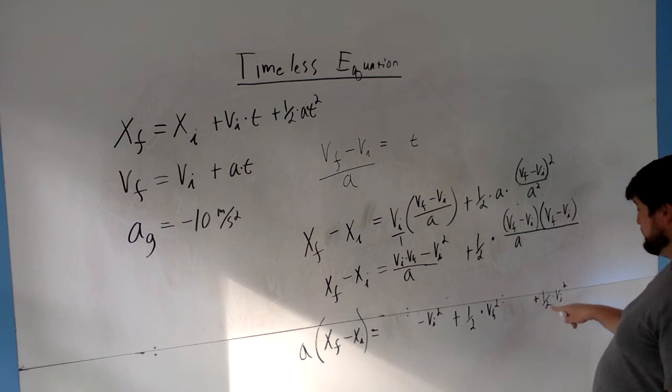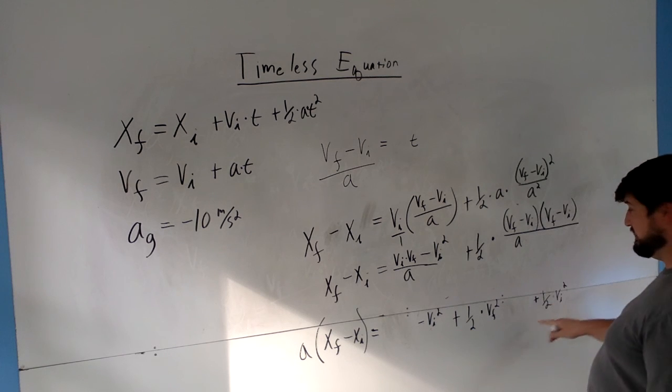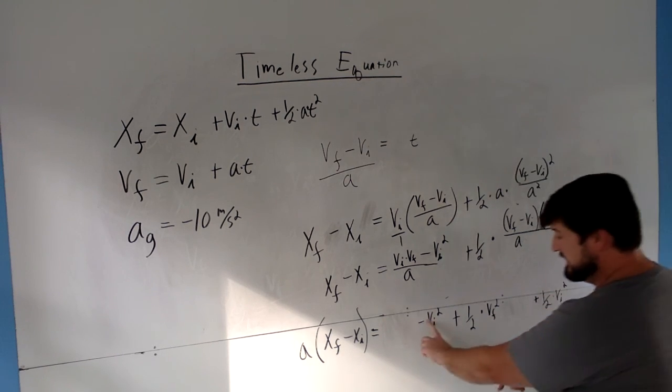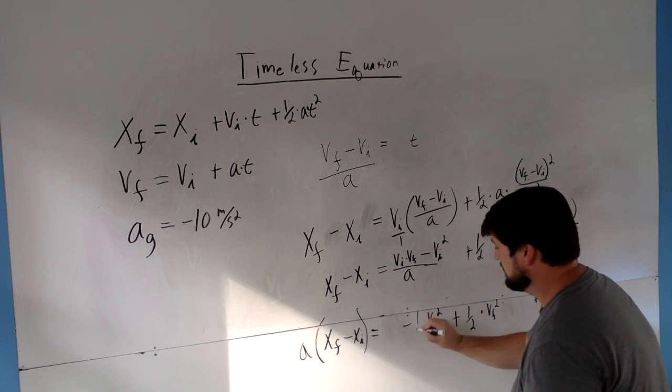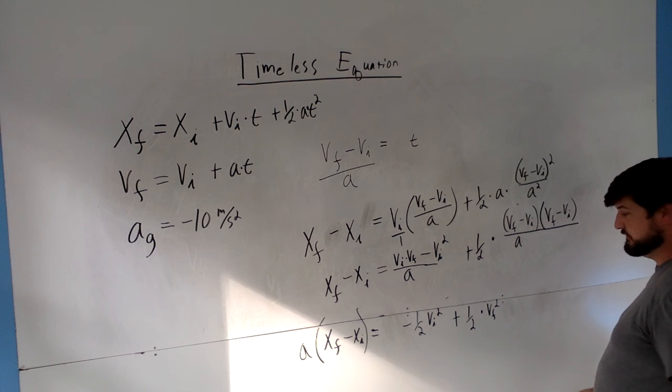Now over here I have 1/2 VI squared, and over here I have VI squared. So I end up with, and this is a minus and this is a plus, so I end up with minus 1/2 VI squared when you add those two together.